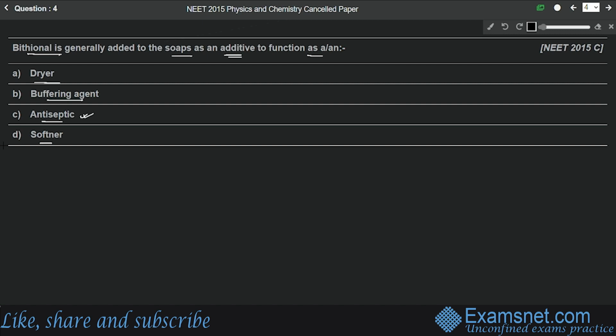Okay, let's see the structure of bithionol. Here we have two rings, one ring and the other ring. Then we have OH added to both the rings individually. Then these two rings are connected by sulfur, and then we have two chlorines attached to each of the rings. So this is the structure of bithionol. Option C is the correct answer.